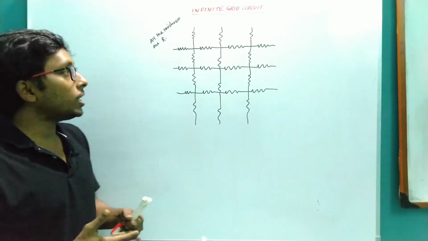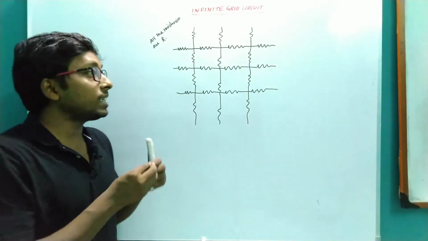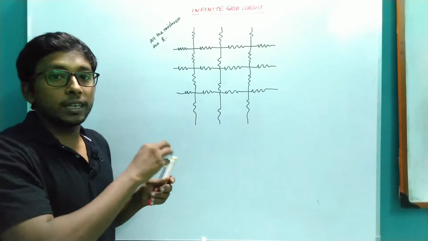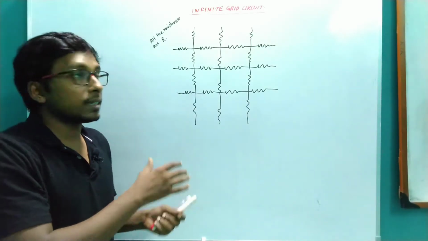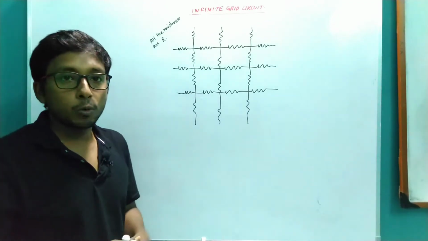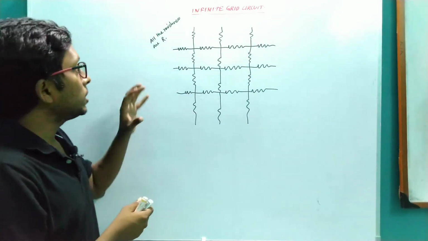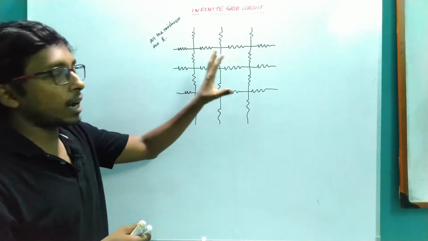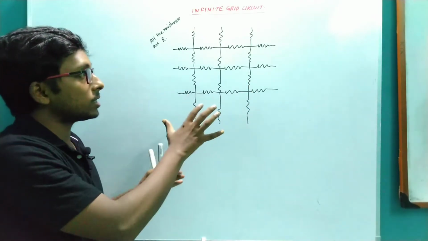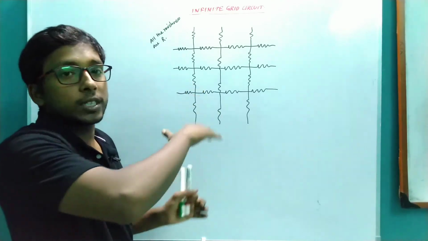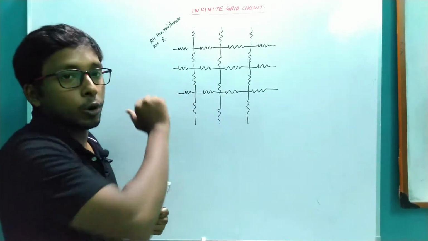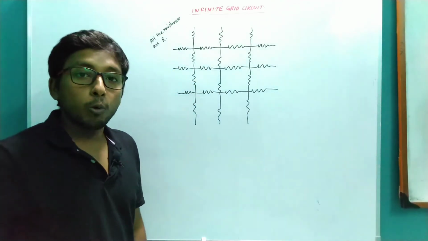Hello, today I'll introduce you to a very interesting type of problem in current electricity regarding circuit analysis, that is the infinite grid circuit. What is an infinite grid circuit? You can see all the resistances given are R, and in all directions the circuit is extending up to infinite. The resistance elements are extending up to infinite, hence it is called an infinite grid circuit.